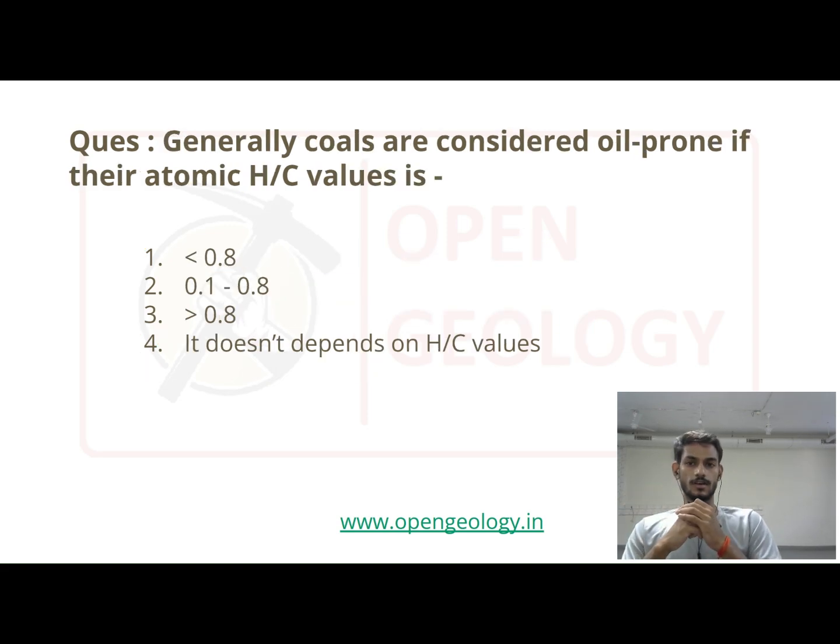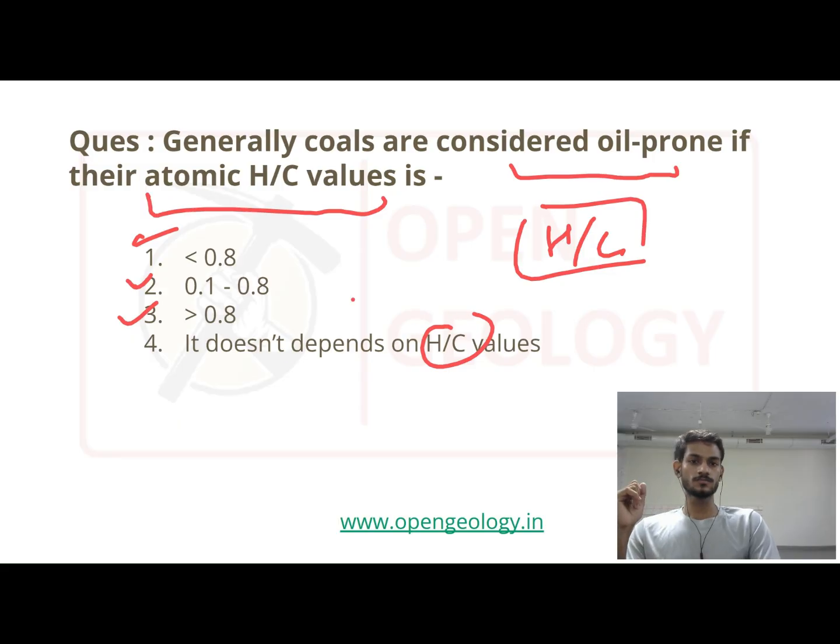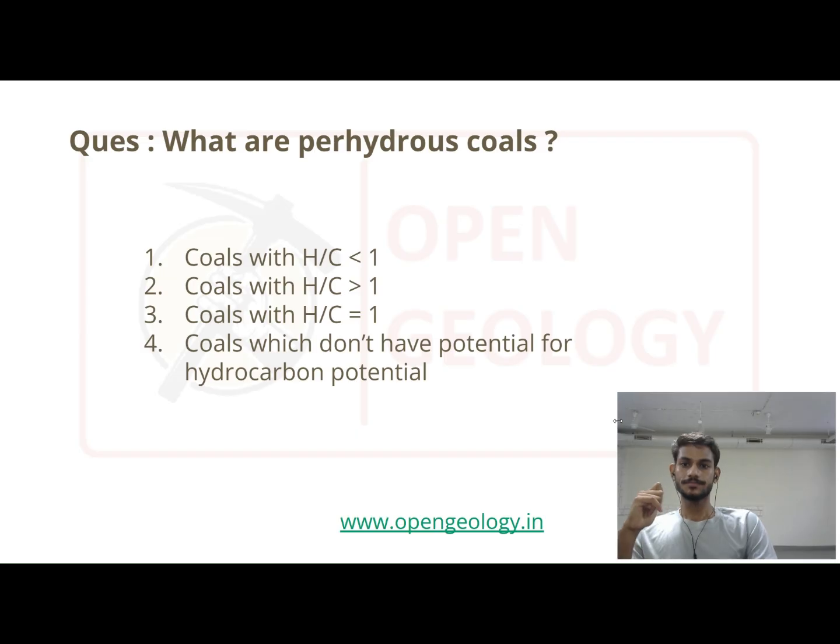Now let's go to another question. Generally, coals are considered oil-prone only when their atomic ratio, that is the hydrogen to carbon ratio, has what value? Is it less than 0.1, 0.1 to 0.8, greater than 0.8, or does it not depend on this particular ratio? Yes, it depends on this ratio, and the correct answer is that it must be greater than 0.8. So the third option is our right answer.